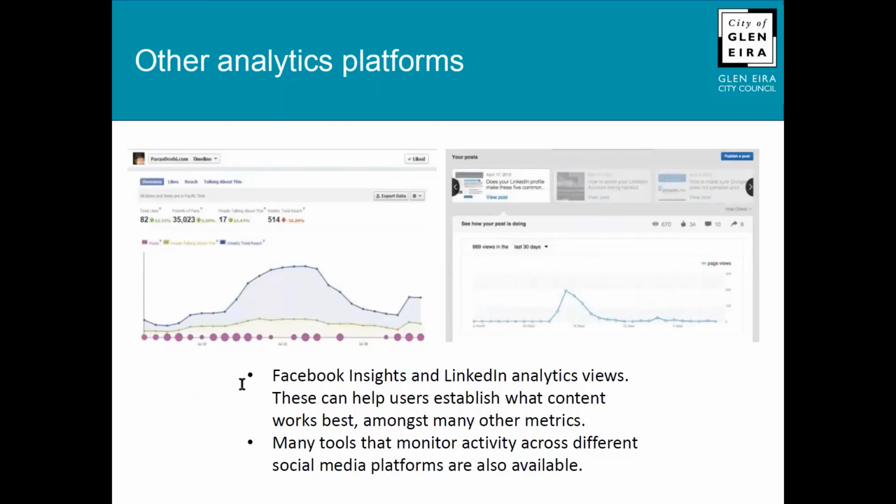With social media analytics, users can determine what content works best, what time is best to post, what content gets the best reception and the most engagement, and so forth.